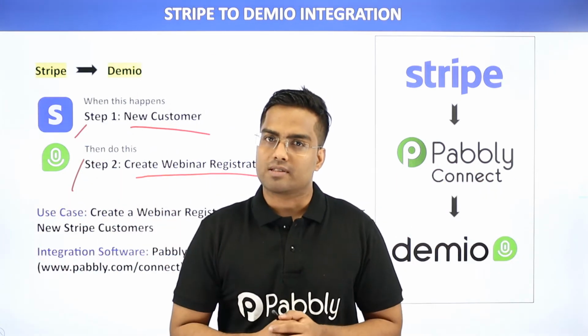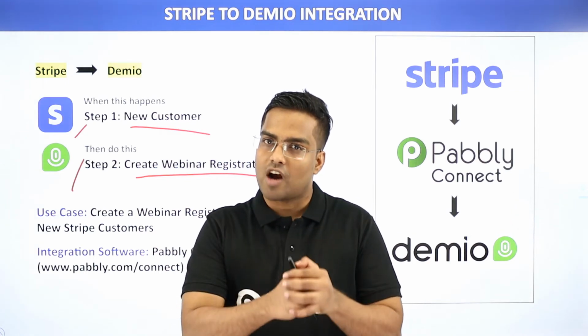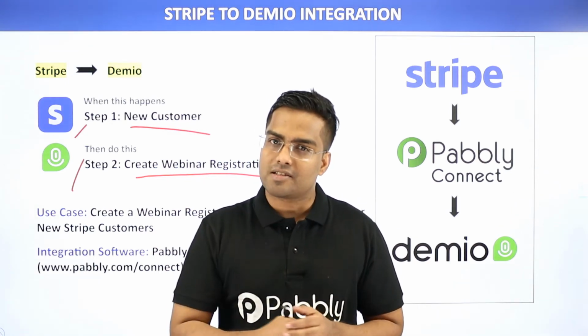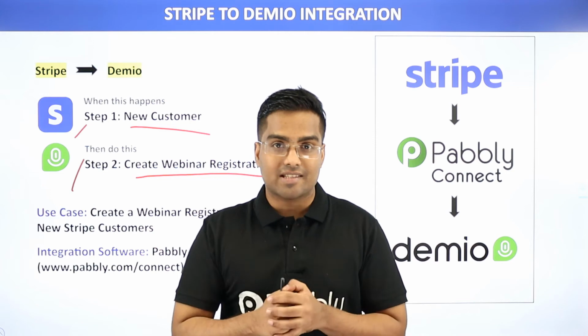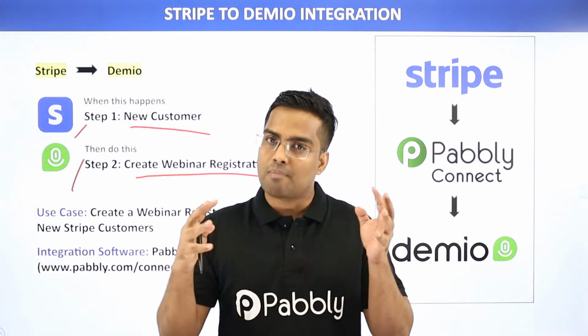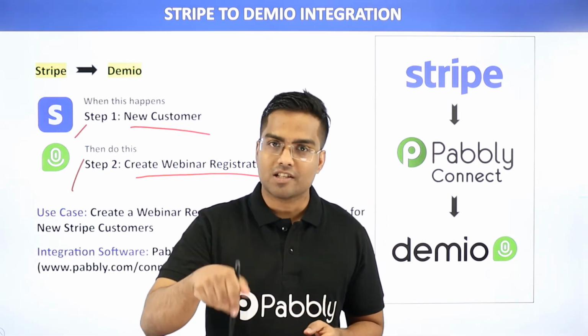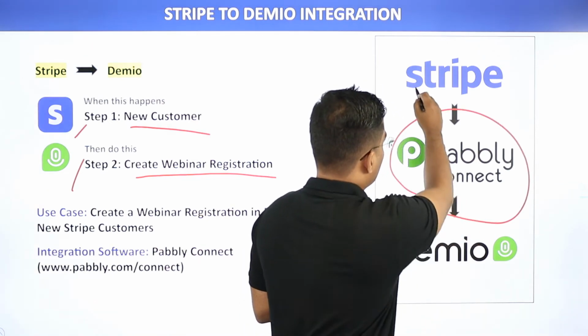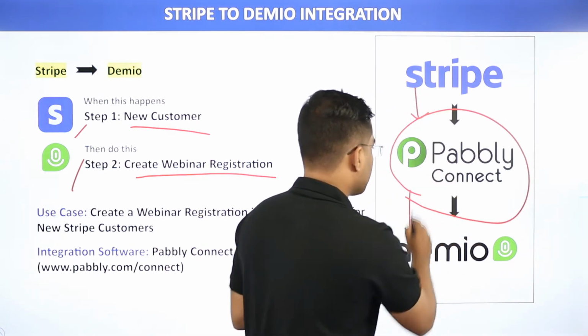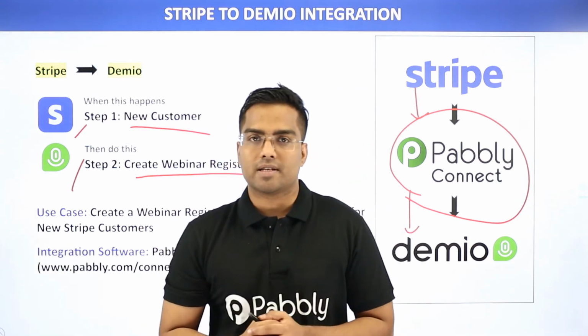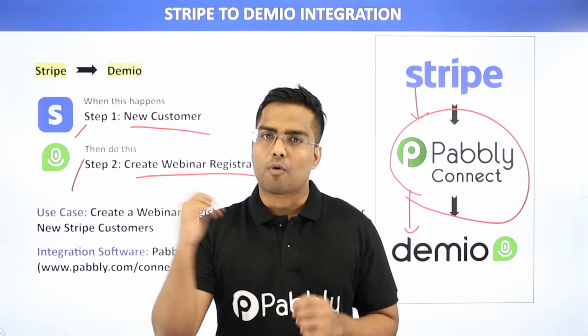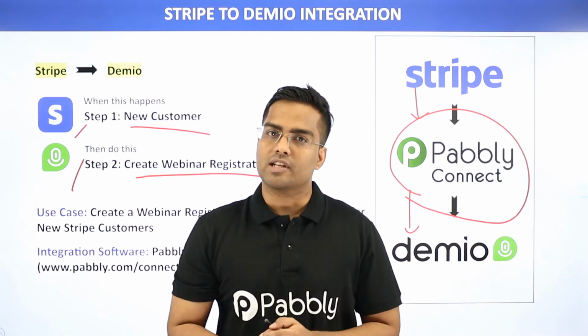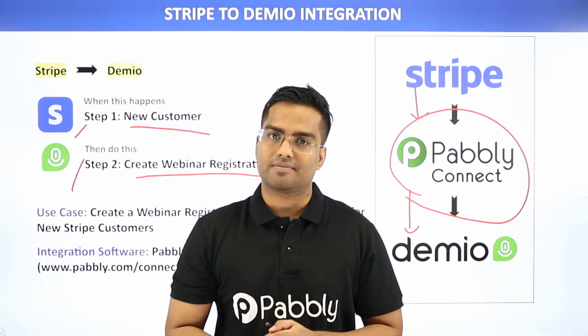Now as you may know, there is some kind of integration between Stripe and Demio. But this integration is kind of limited. So in cases like these, we need to bring a third app to connect them both. So in this video, we will use Pabbly Connect to integrate Stripe and Demio. And the best part of using Pabbly Connect is, there is no need for coding skills or programming language. It can be done easily. Let me show you on my screen.